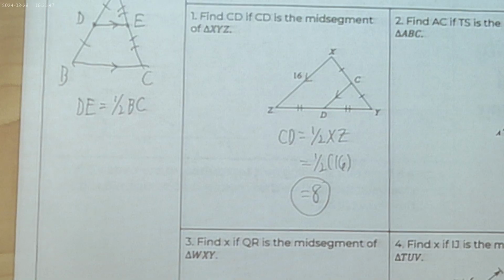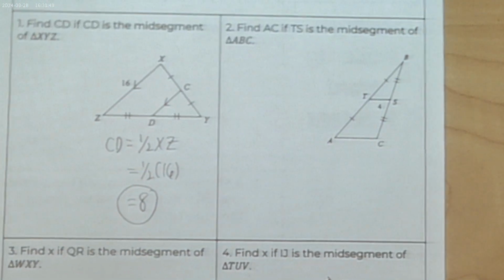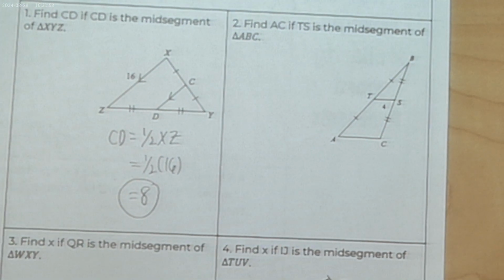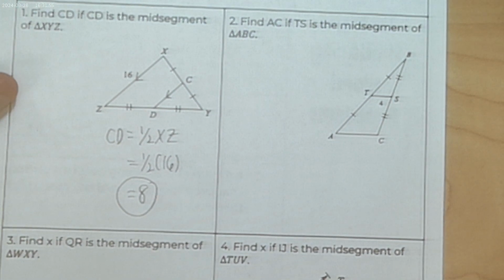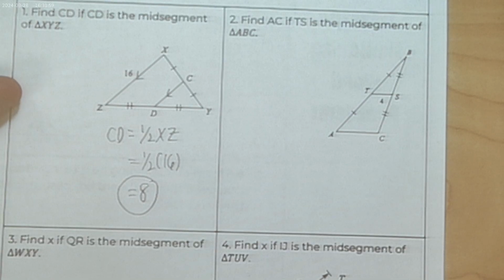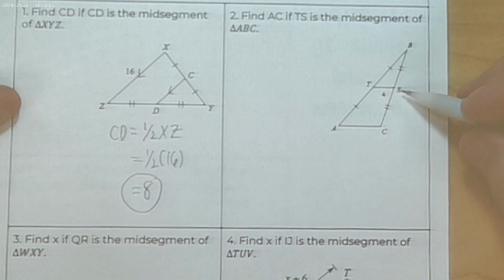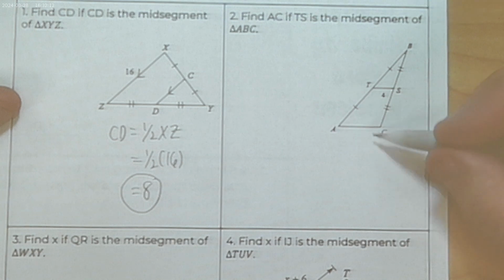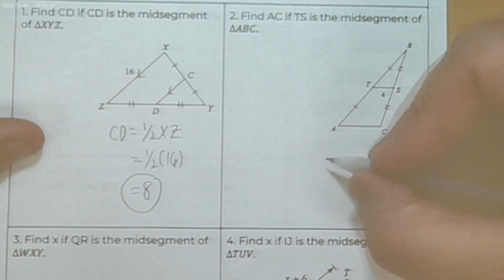All right, any questions? Then we'll move on to another problem. I have to check to see if this has two sides. All right, that makes it a little bit more sense. If I have to find AC if TS is its midsegment. I'm not sure if it shows up really well on the camera, but TS is going to be the midsegment of this triangle, and it says that it's length of 4. Well, if this is length 4 and it's the midsegment, then AC is going to be twice that.